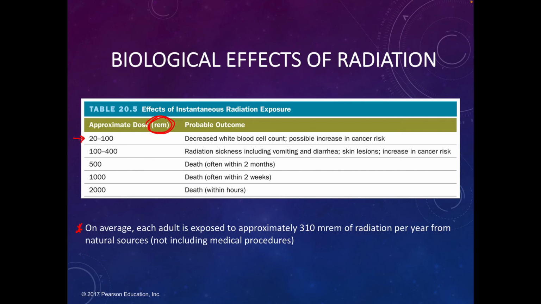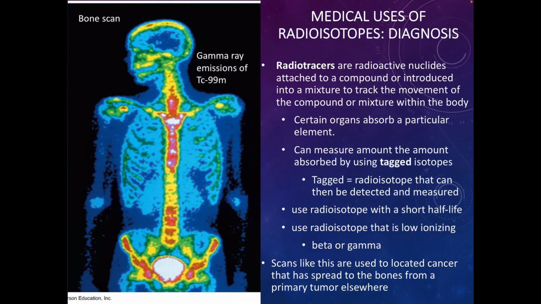If you get above about 20,000 millirem or 20 rem, then you start to see decreased white blood cell count, which indicates that you may have a risk of developing cancer. If it gets higher, then you can get radiation sickness and things like that. And obviously too much radiation and you would die. So keep your radiation count down. But again, I'm not saying this to scare you. I'm just saying this to make you aware that there is radiation that you are exposed to all the time, in addition to the radiation that you may experience at the doctor's office or the hospital.